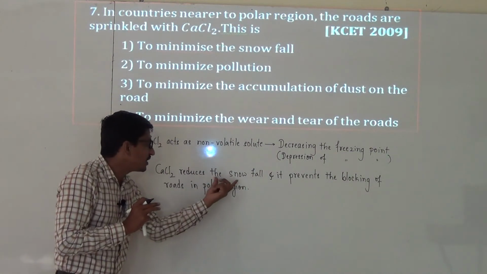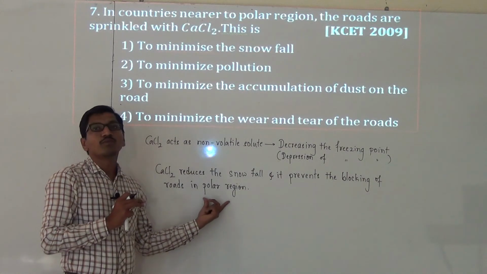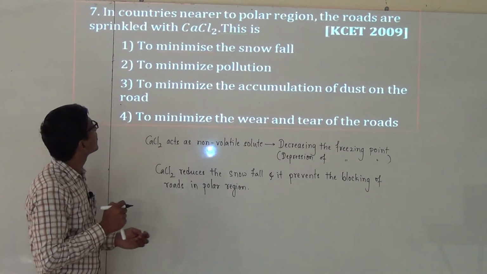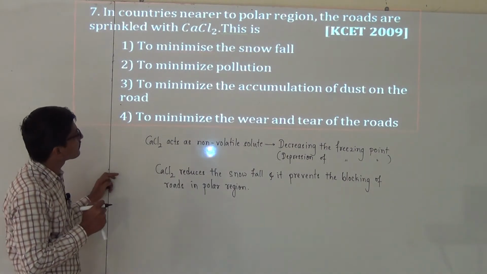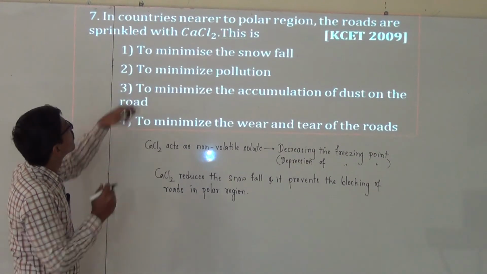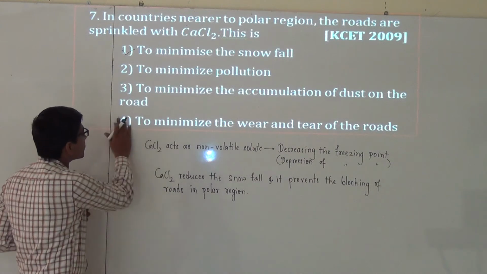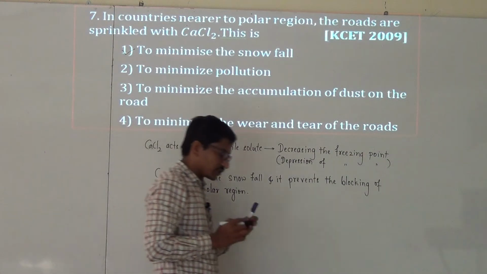It reduces the snowfall as well as prevents the blocking of roads in polar region. And the correct option is the first one, minimizes the snowfall. It minimizes the snowfall. First option is the correct one for this question.